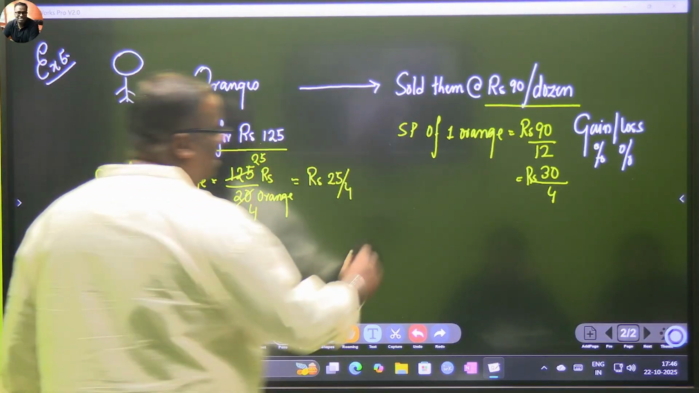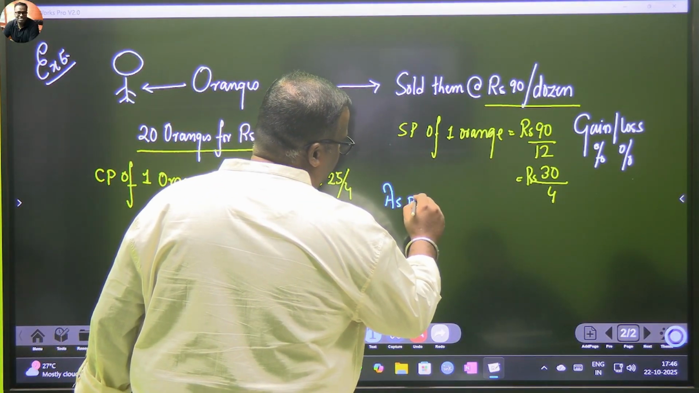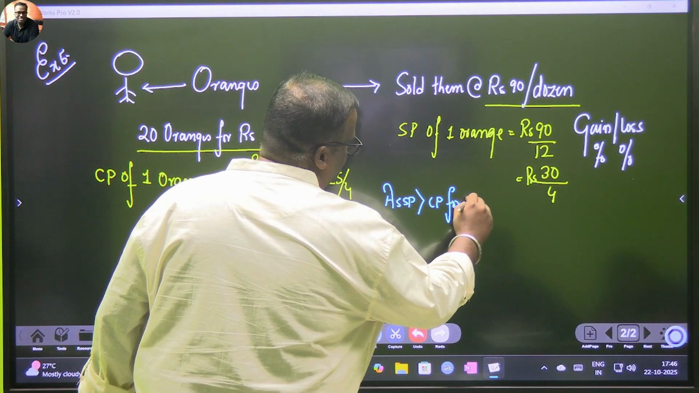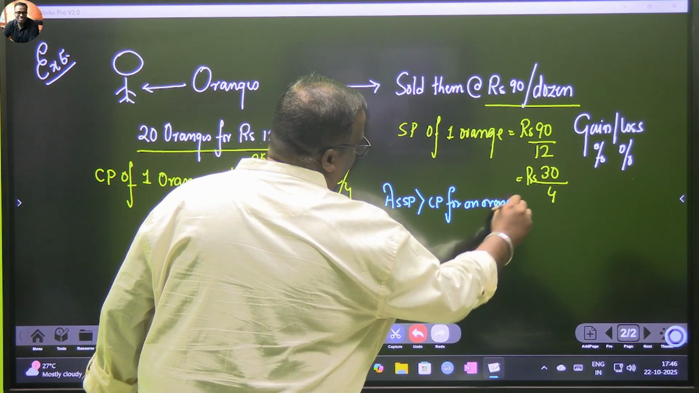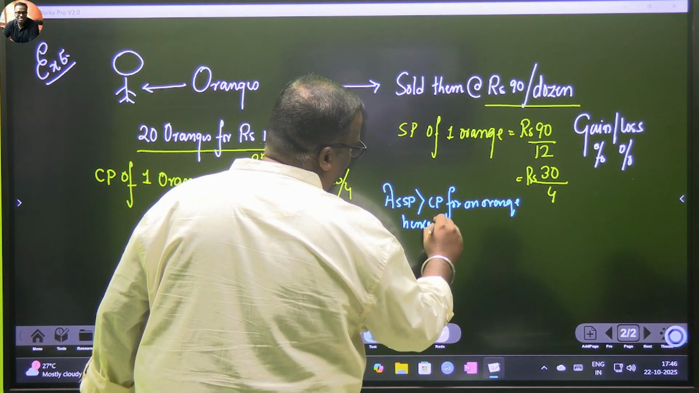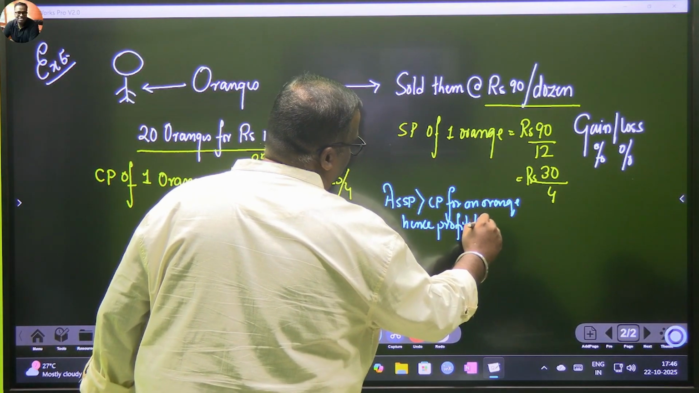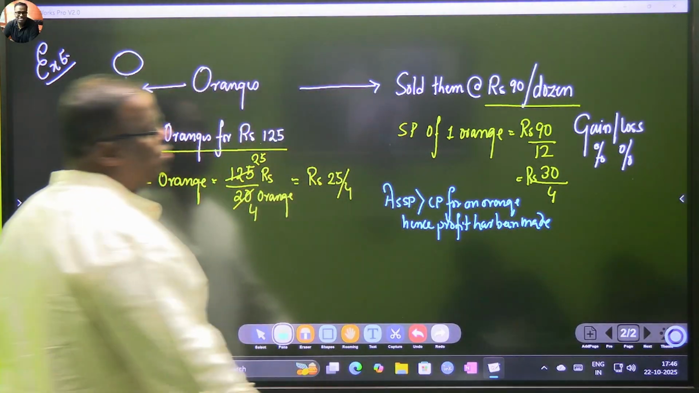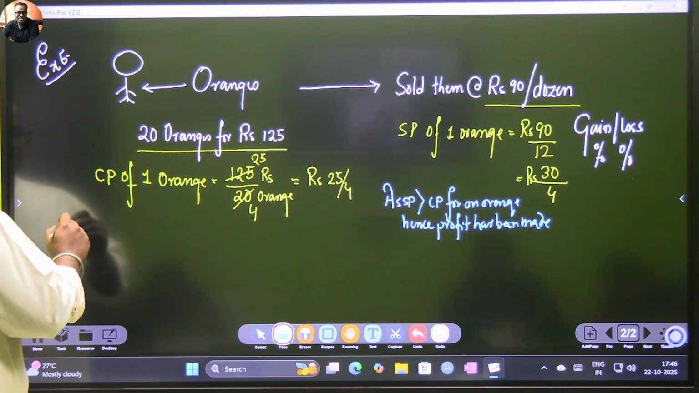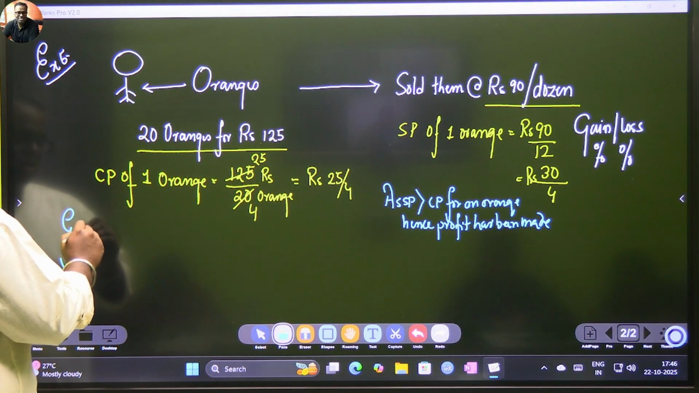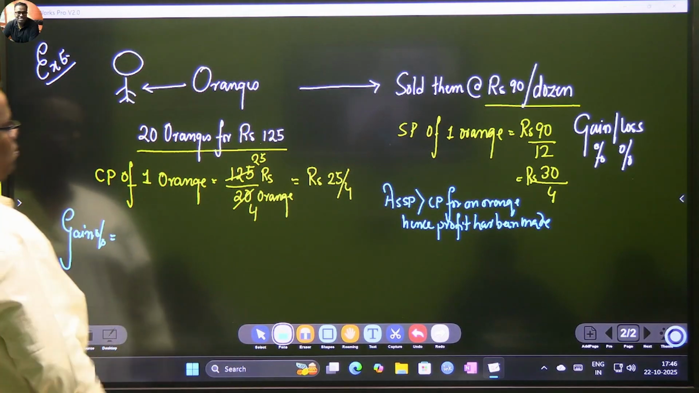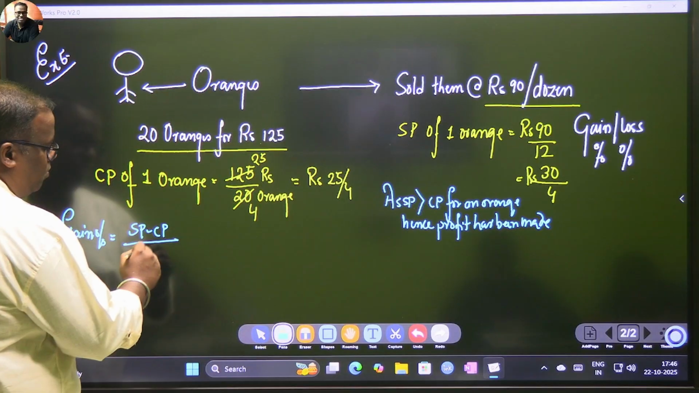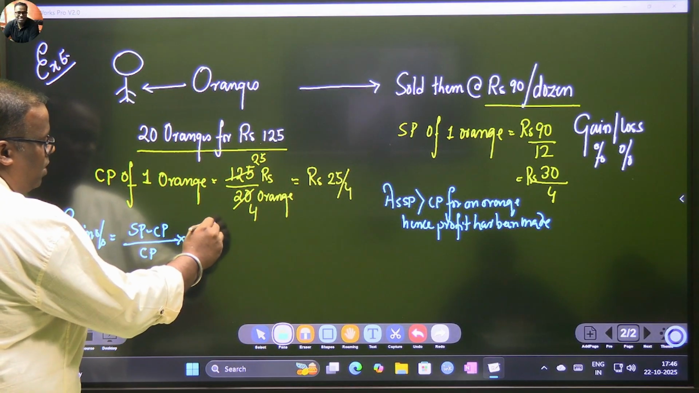So we'll write SP is greater than CP for an orange. Hence, profit has been made. And now you will calculate what is known as profit percent, or gain percent. So what will be your gain percent? Gain percent will always be the change divided by the original value multiplied by 100%.